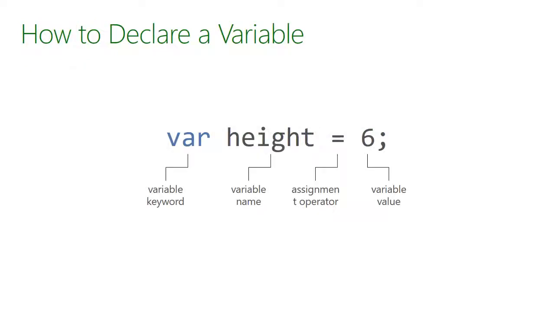This is how you declare a variable in JavaScript. You use the variable keyword var. You decide on a variable name, in this case height. You use the assignment operator, and then you assign a variable value to the variable name, and of course finish with a semicolon.